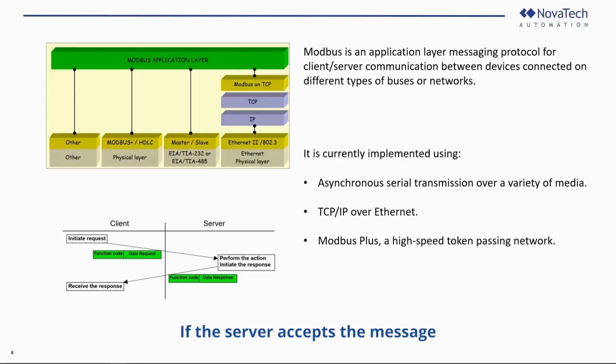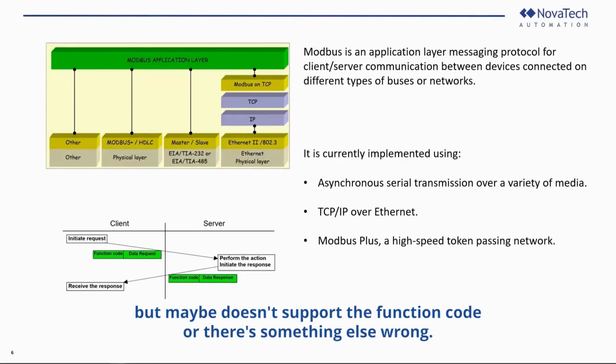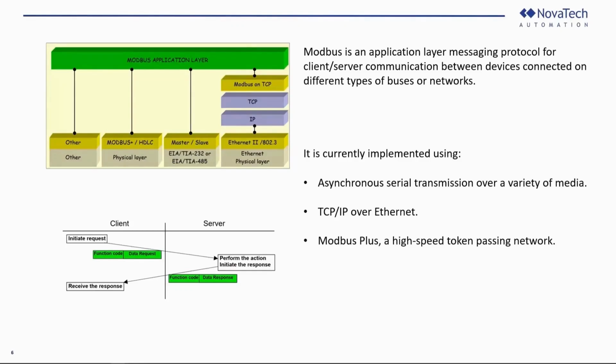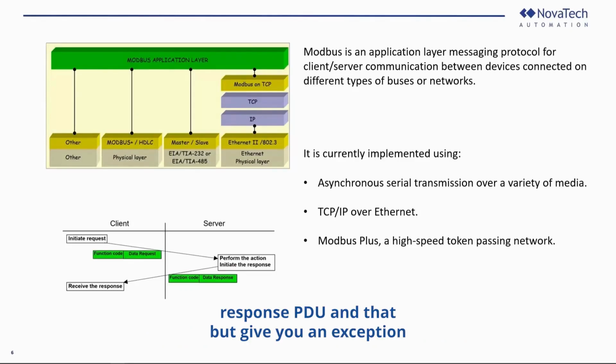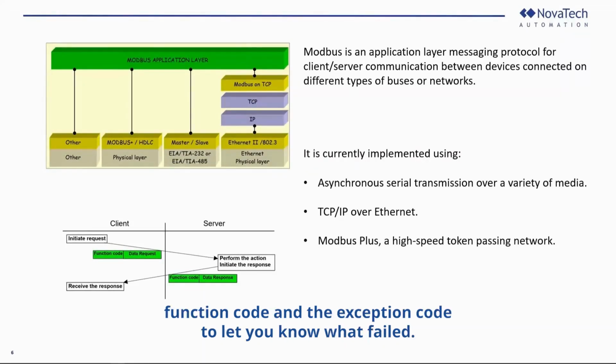If the server accepts the message, but maybe doesn't support the function code, or there's something else wrong, there is another PDU called the exception response PDU, and that would give you an exception function code and the exception code to let you know what failed.